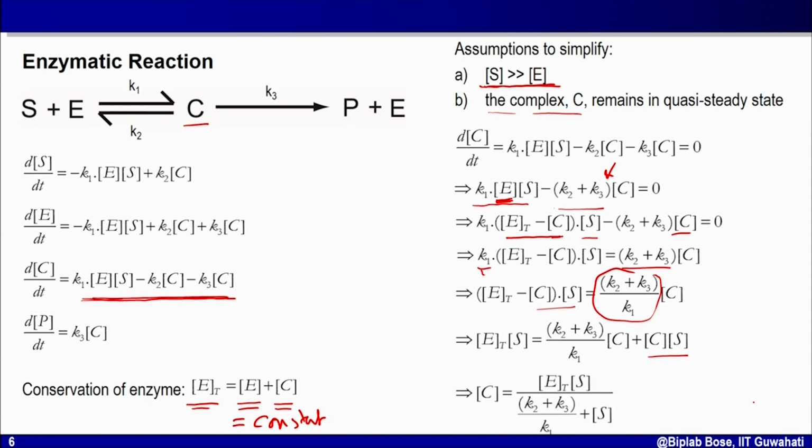Let us separate C. So if I take C common from this, I get (K2 plus K3) by K1 plus S, that goes in the denominator, and I have ET into S on the numerator. So this whole thing comes here and this one is here. So what I have got, I have separated out C and I have everything else on the right hand side. The right hand side has ET, which is constant, the total amount of enzyme, the substrate, whose concentration is varying with time, divided by (K2 plus K3) by K1, which as a whole is a constant because K3, K2 and K1 are rate constants, plus the concentration of the substrate.